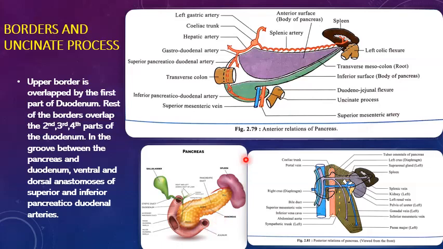Then coming to the uncinate process. This projection that you are seeing is the uncinate process. It is a triangular projection and it arises from the lower and left part of the head. Now this is the lower part of the head and this is the left part of the head, right? So the uncinate process is a triangular projection that arises from the lower and left part of the head of the pancreas, and it passes upwards and medially behind the superior mesenteric vessels.